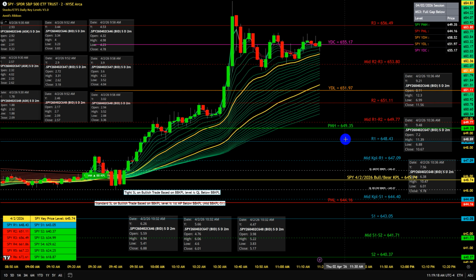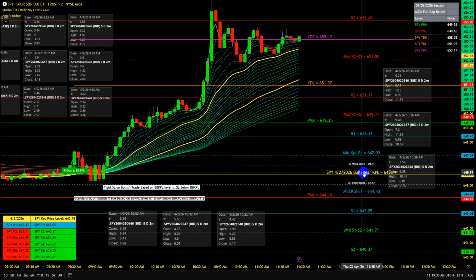Now, the normal strikes, outside of looking at the levels from the market scenario analysis table, which happen to deal with the YDL, YDH, PMH, and PML levels, are the strikes from the main key level trades here off of the bull bear KPL.